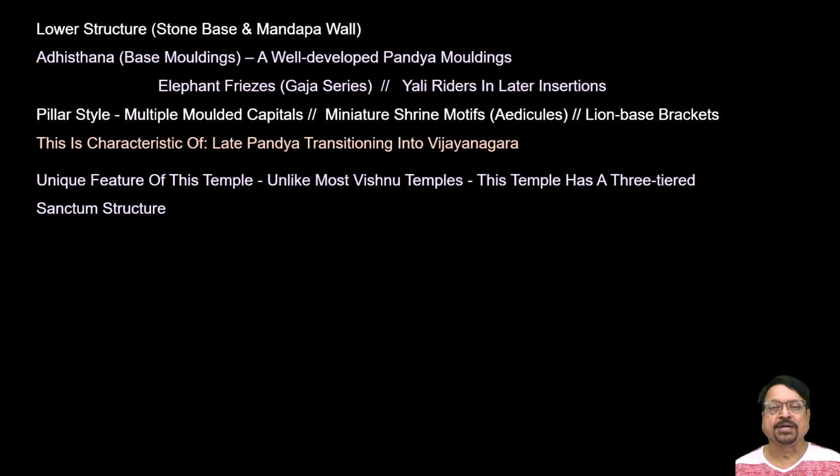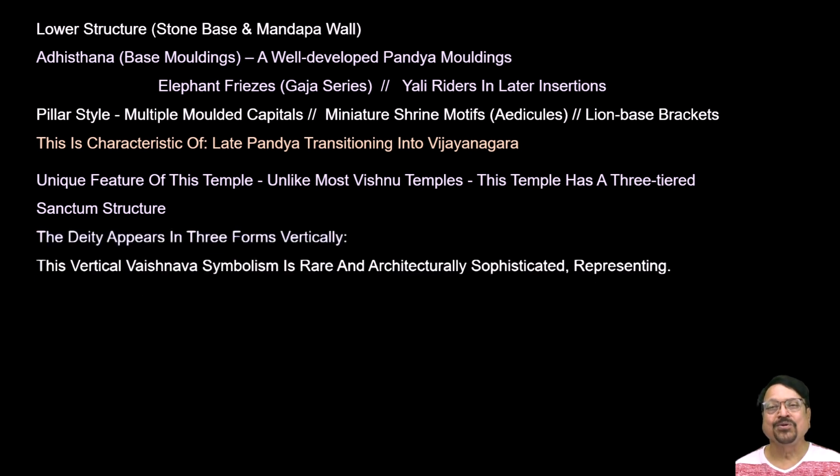The unique feature of this temple: we always analyze, we see it again and again, and we come to a conclusion that there have to be certain features which are unique. Now, this is a Sri Hari Vishnu temple, and it has a three-tiered sanctum structure. Now, this is very rare. You have to think over which they can be. The deity appears here not in avataras, but in three forms. Now, which are the three forms of Sri Hari Vishnu? Yes, I am going to tell you.